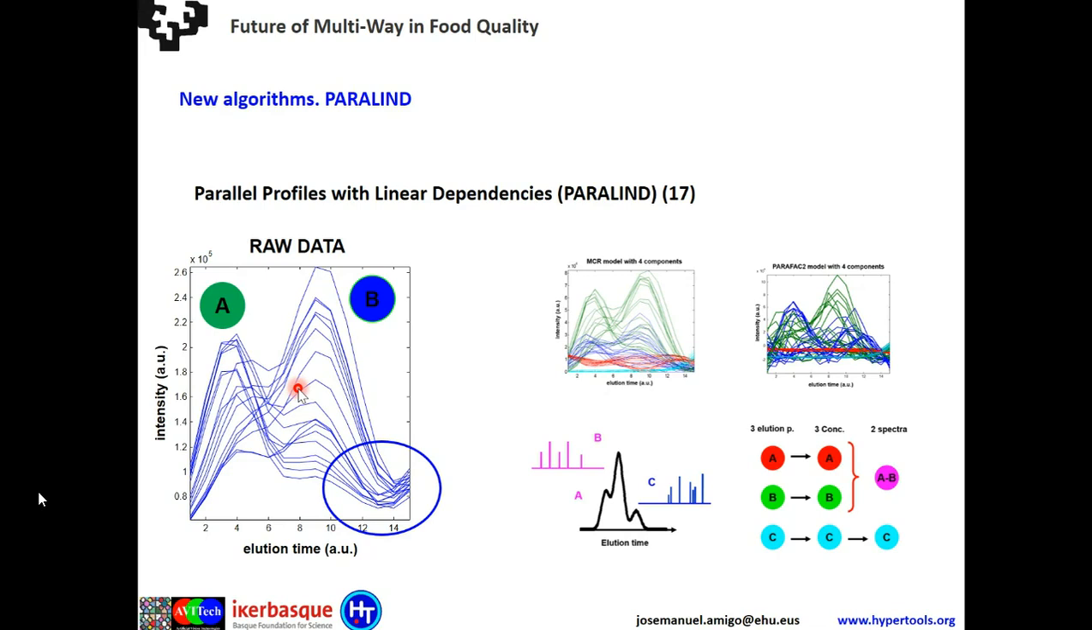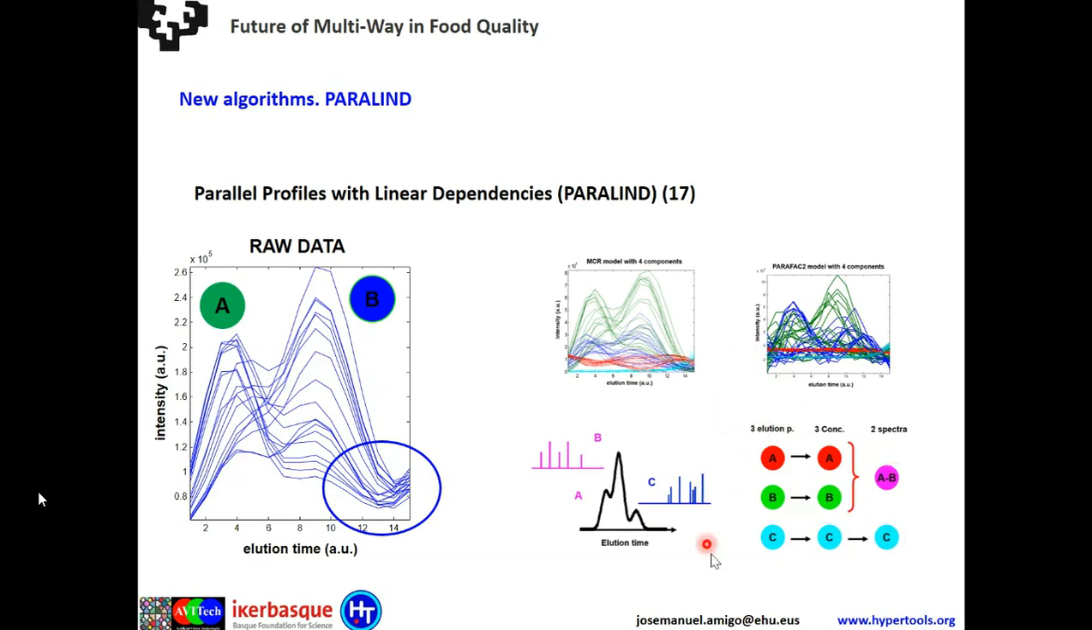So we thought, okay, if these two fellas are the same molecule, why don't we constrain these two to have the same spectrum? In this case, we can model the elution profile and the concentration profile of both of them independently, but constrained to have the same spectrum. And what about the third compound, this compound here? We can leave it to have its own elution profile, its own concentration, and its own spectrum.